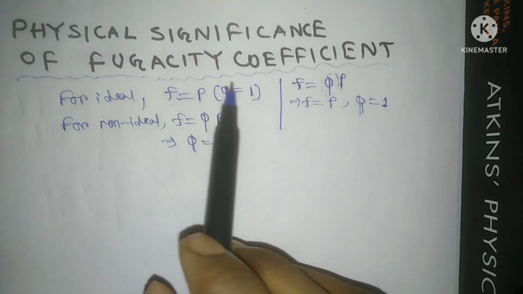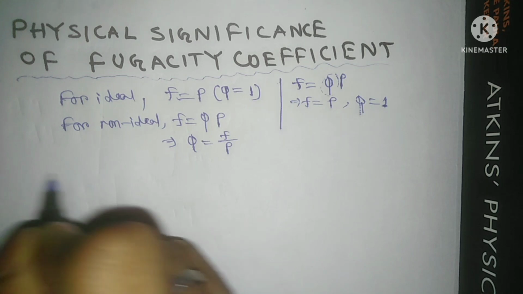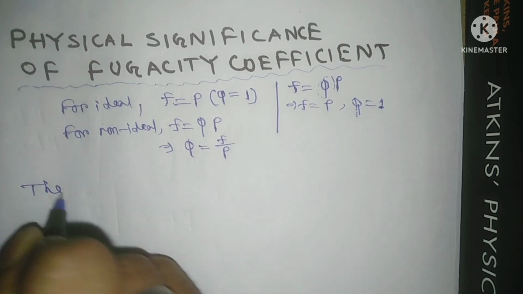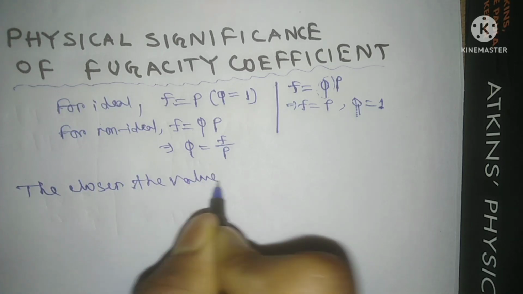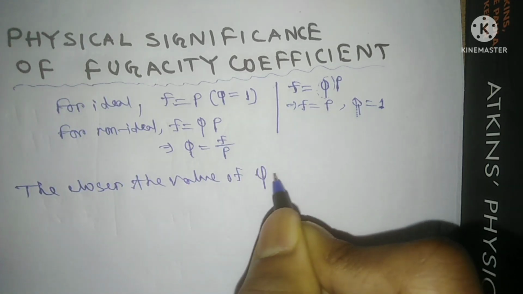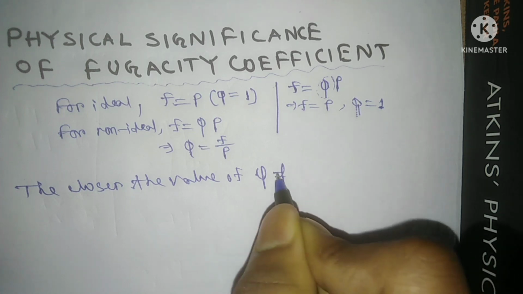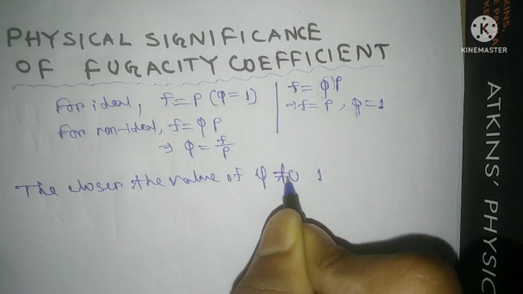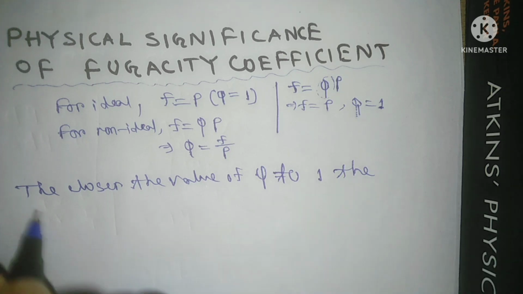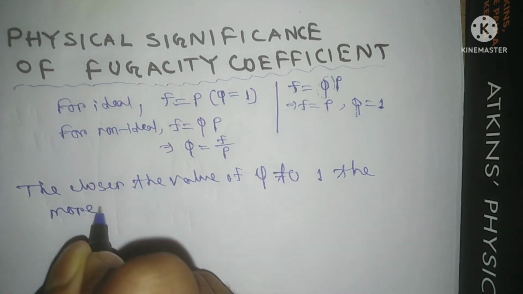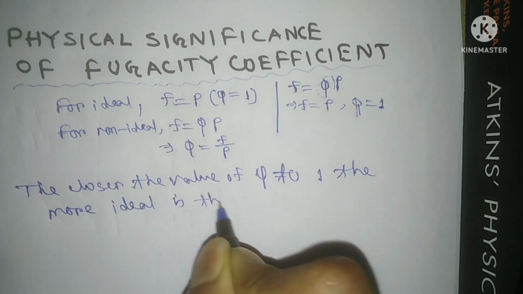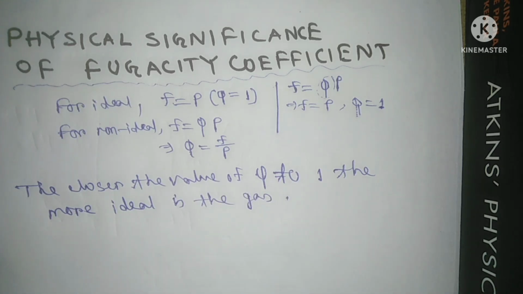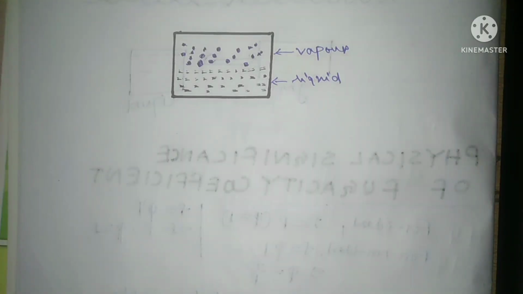So from this we have come to know that the closer the value of the fugacity coefficient phi is to 1, the more ideal the gas is. So this is the physical significance of the fugacity coefficient.